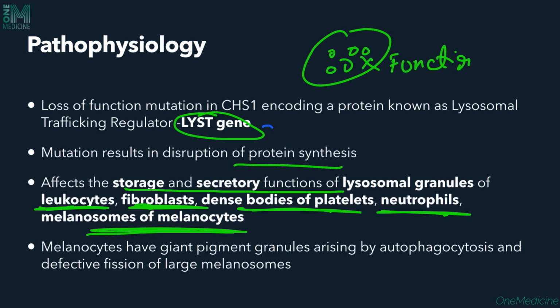Since the leukocytes and neutrophils organelles are affected, they don't function. That will cause increased infection. Dense bodies of platelets won't work, so bleeding diathesis. Melanocytes won't work, so there will be pigmentary abnormality. So all of that would be seen. Melanocytes have giant pigment granules arising by autophagocytosis and defective fission of large melanosomes.